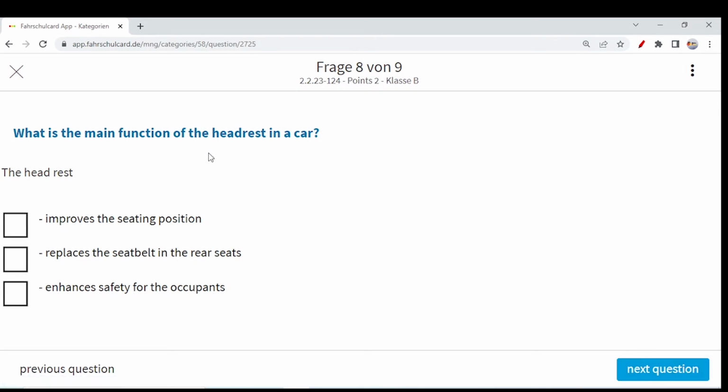So our next question is, what is the main function of the headrest in a car? So what is the main function? If you see the headrest, where you put your head in a car, I think it is a kind of protection that we have discussed already, along with the seat belt.